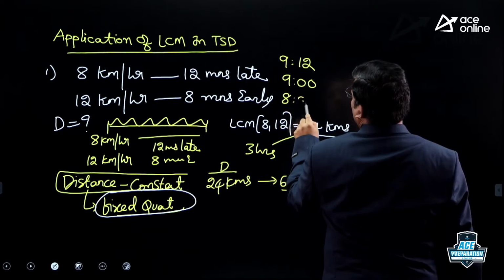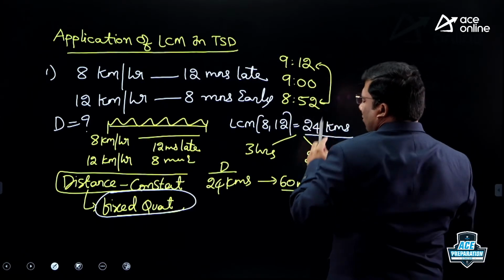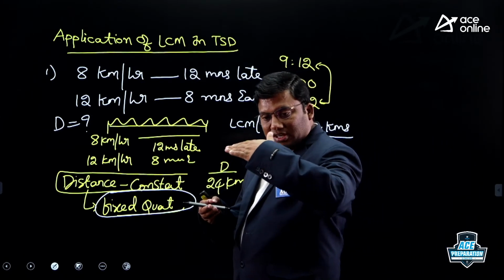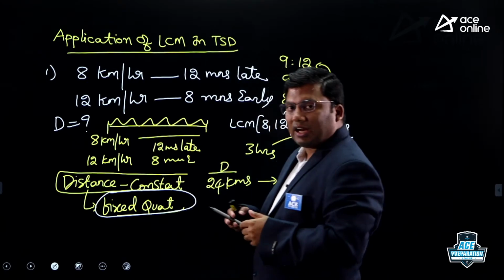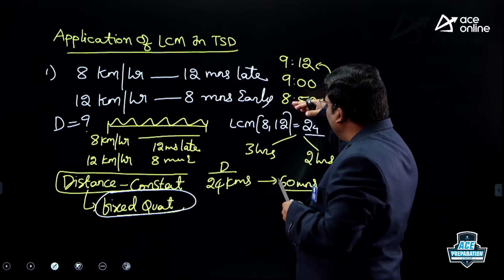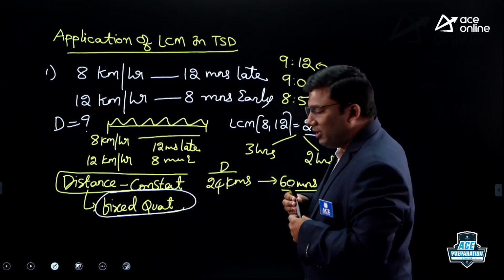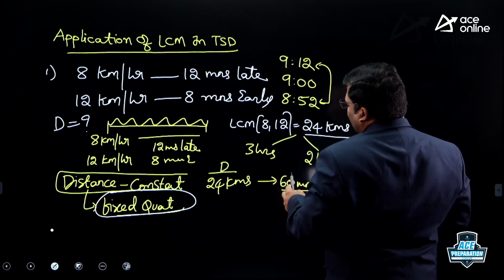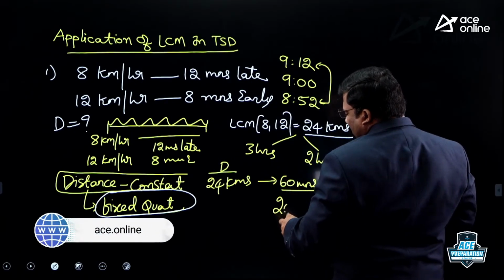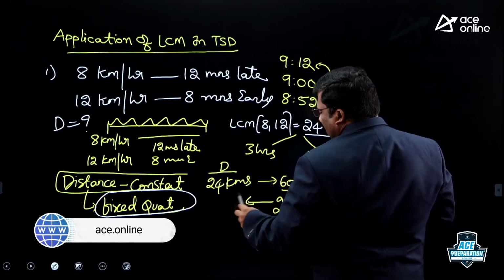If 9 o'clock is the office time, 12 minutes late is 9:12, and 8 minutes early is 8:52. From 8:52 to 9 is 8 minutes, and 9 to 9:12 is 12 minutes. 8 plus 12 is 20 minutes. For 60 minutes, the distance is 24. For 20 minutes, how much? 60 by 3 is 20.